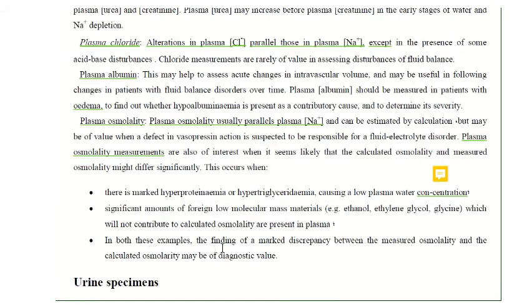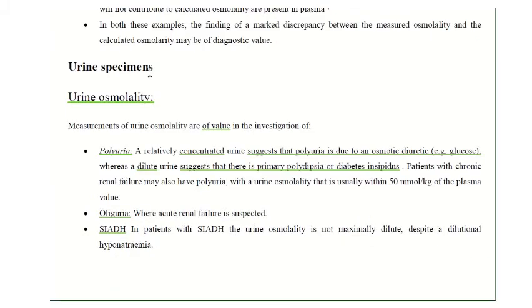In both of these examples, the finding of a marked discrepancy between the measured osmolality and the calculated osmolality may be of diagnostic value. بالنسبة لليورين specimens, فعندنا urine osmolality measurements are of value in the investigation of مثلا حالة polyuria. A relatively concentrated urine suggests that polyuria is due to an osmotic diuresis, for example glucose, في حين a dilute urine suggests that there is a primary polydipsia or diabetes insipidus.